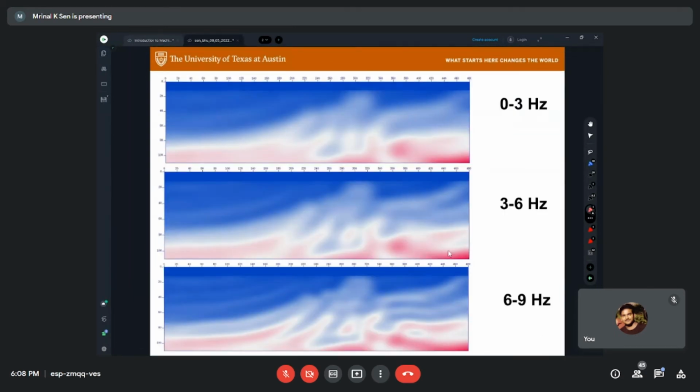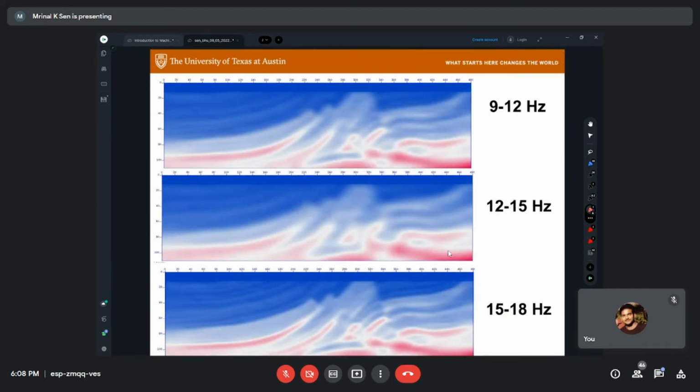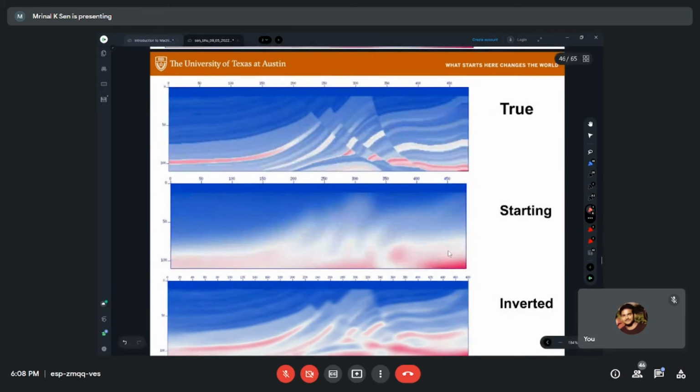I just wanted to show you how the model changes as a function of frequency. If you start with 0 to 3 Hertz data, you get a model that looks like this. Then this becomes your starting model. You bring in data from 3 to 6 Hertz and run inversion, and you can see that some of the details have been picked up. Then if you go to 6 to 9 Hertz with this as the starting model, even more details are coming in. After you have gone through a few steps of frequency staging, around 15 to 18 Hertz, you get a model that looks very close to the true model. This is one approach for mitigating the cycle skipping problem, and one of the most common. This is your true model, this is your starting model, and this is your inverted model.